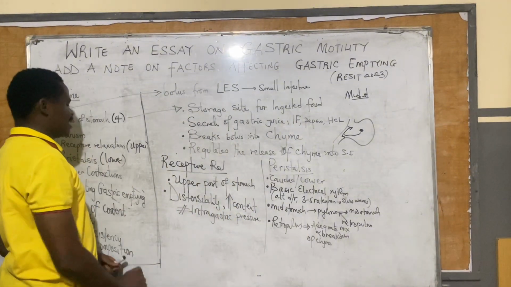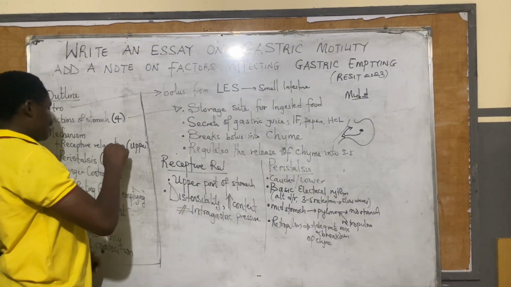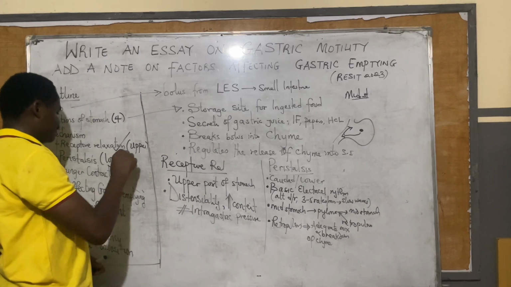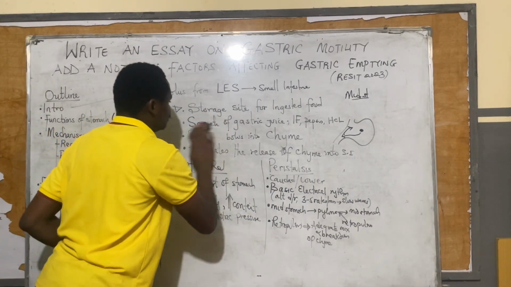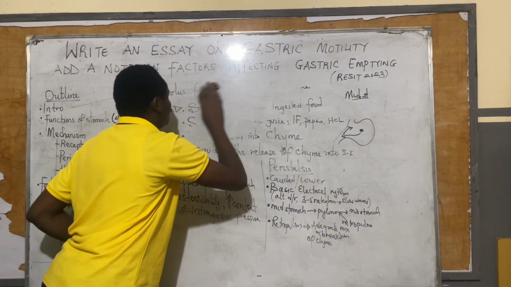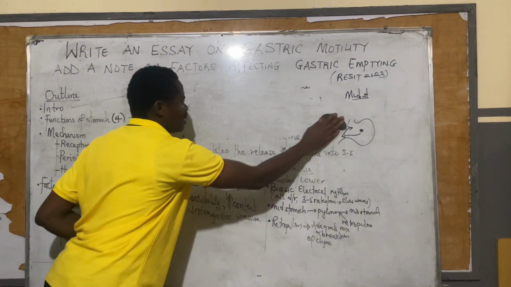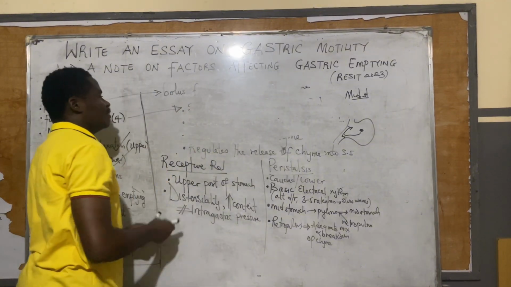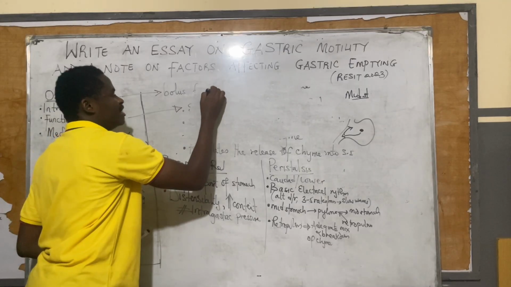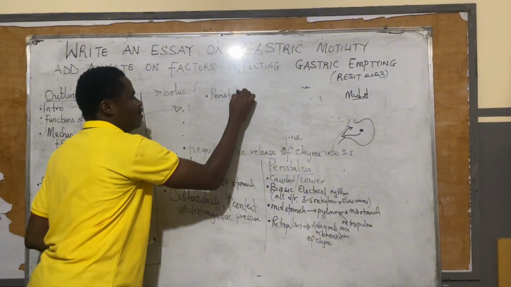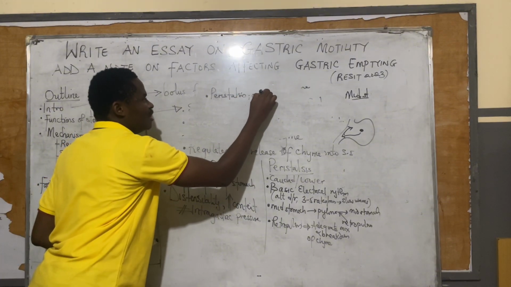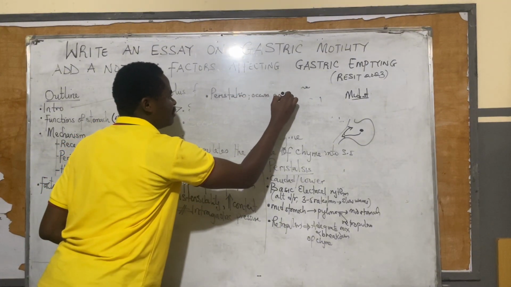So we're able to appreciate that of receptive relaxation, that of peristalsis. Let's talk about hunger contraction. For hunger contraction, we say that hunger contraction occurs when there is peristalsis on an empty stomach. That's the first thing you must say. When peristalsis occurs on an empty stomach.